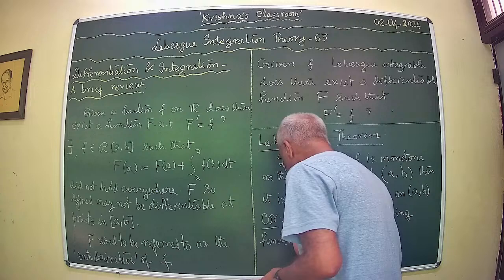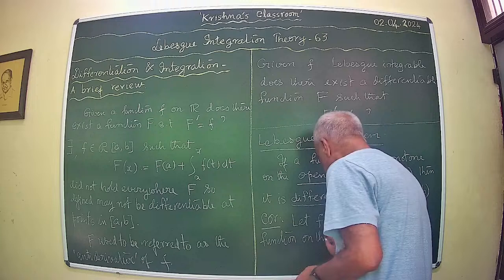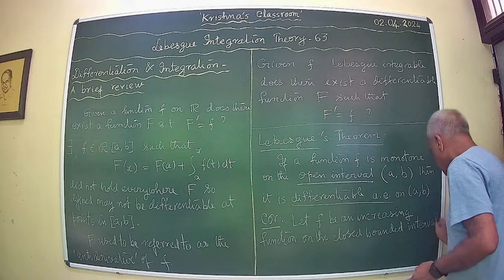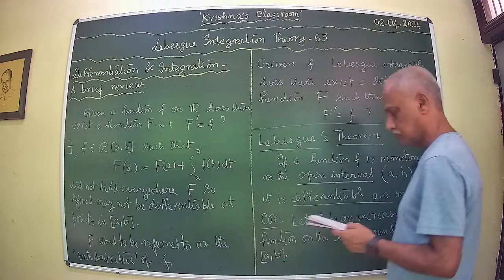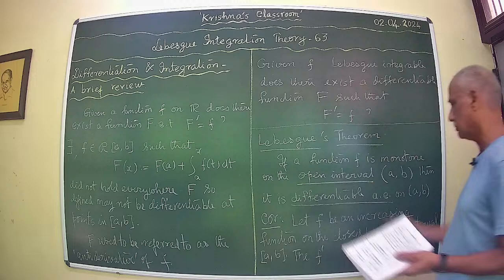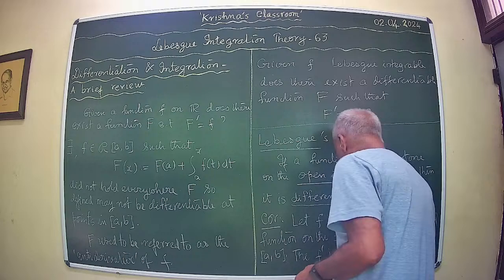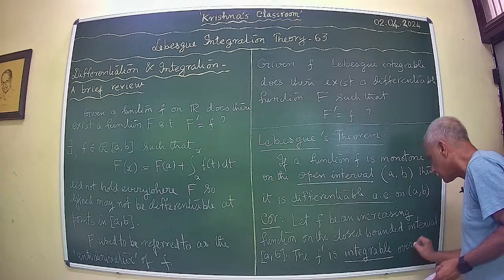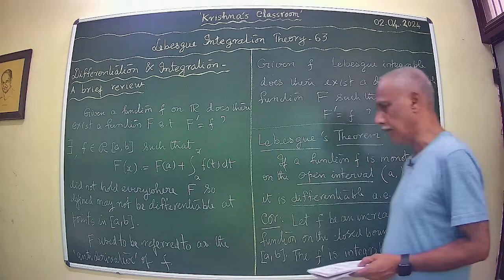on the closed bounded interval [a, b]. Then f derivative, you know it is on the open interval, f derivative exists almost everywhere, is integrable over [a, b]. That means the derivative of f is an integrable function over [a, b].